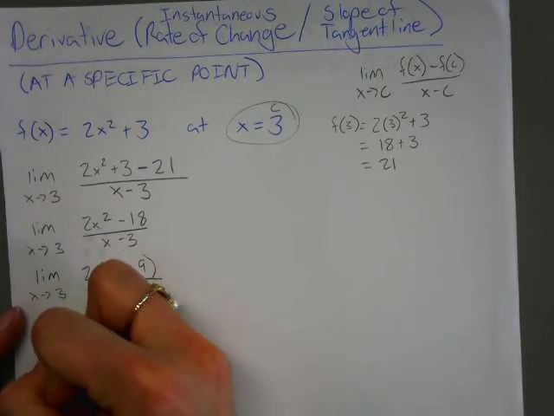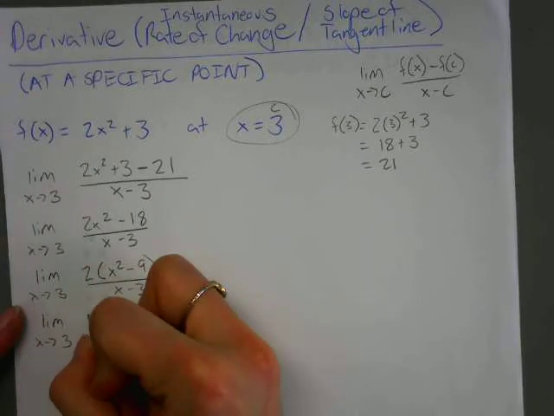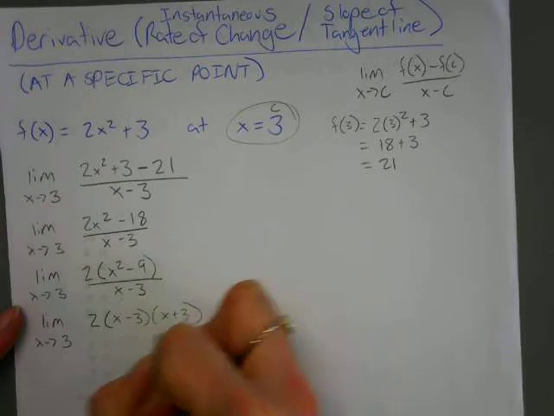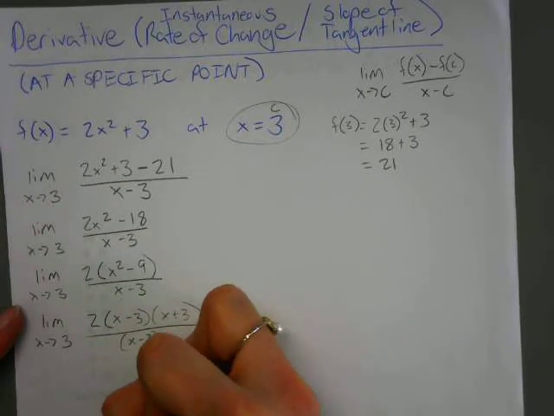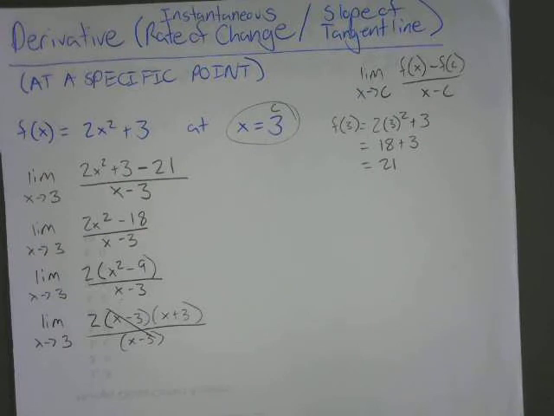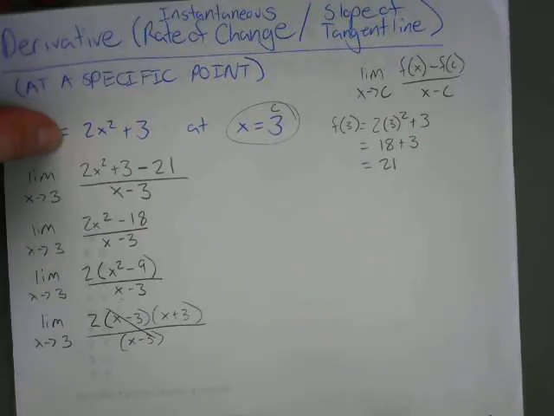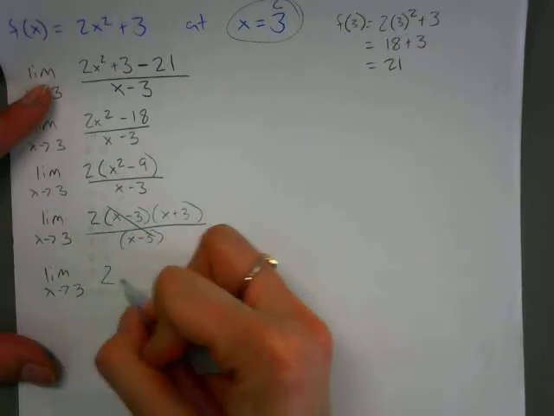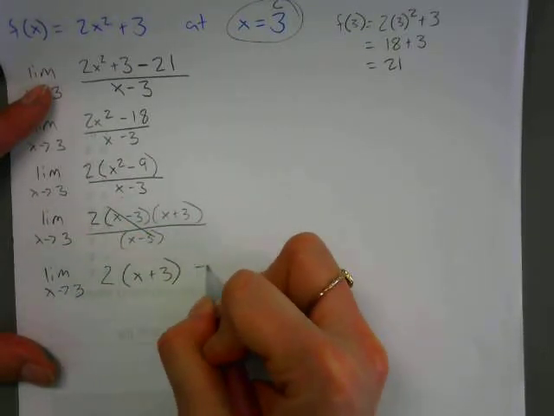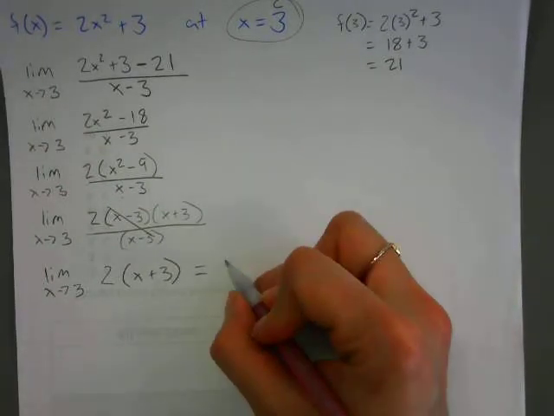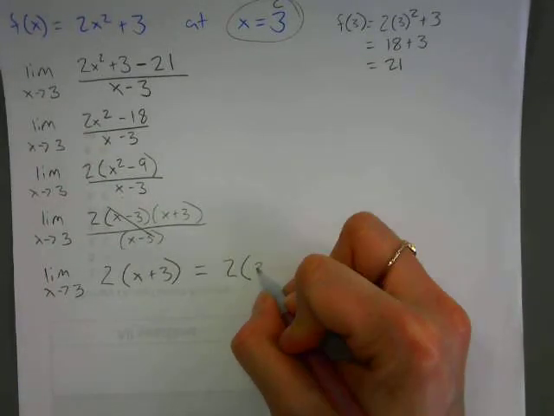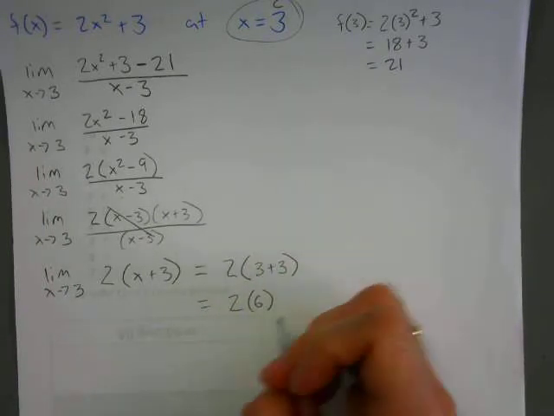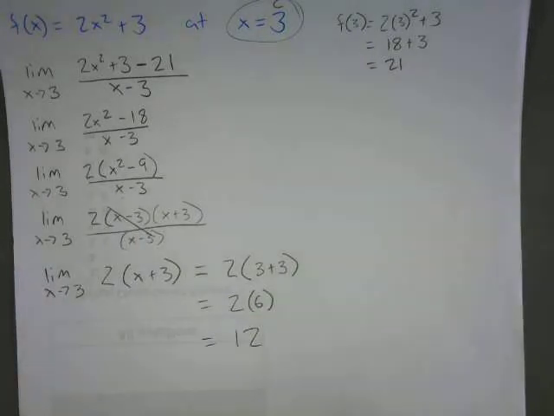So let's go ahead and try to factor the top, and I notice this is a difference of squares, so that'll give me x minus 3 times x plus 3, and perfect, I've got an x minus 3 shared on the top and the bottom, so I can cancel out that common factor, and that leaves me with the limit as x approaches 3 of 2 times x plus 3, and now I'm ready to do direct substitution, and I'll have 2 times 3 plus 3, or 2 times 6, which gives me a slope of 12.